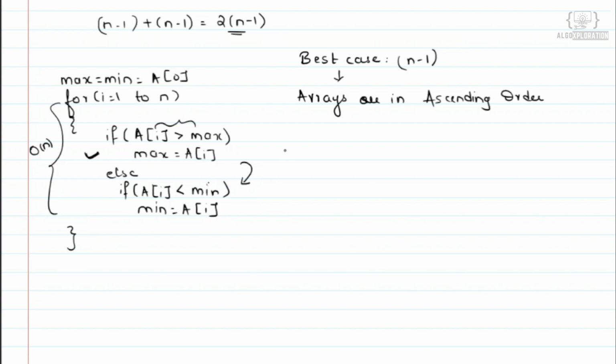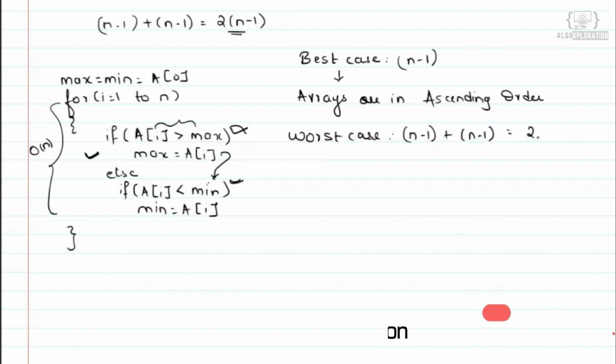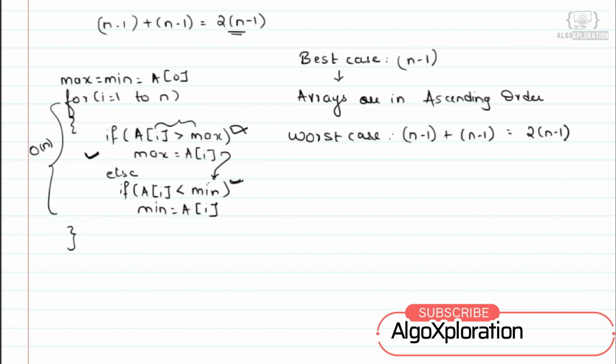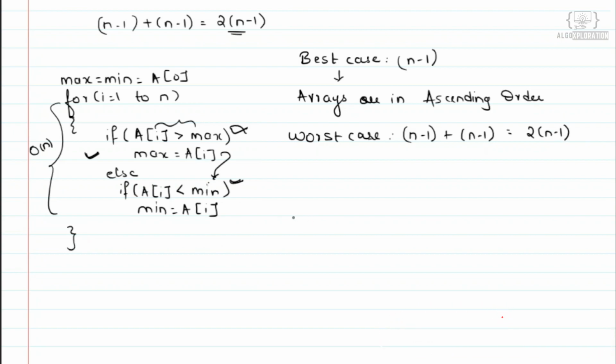Now let's see the worst case. Here the worst case will happen if we are checking for both the conditions. If this condition fails, then we will check for this condition. So for the if part n minus 1 comparisons, and for the else part n minus 1 comparisons. So 2n minus 1.